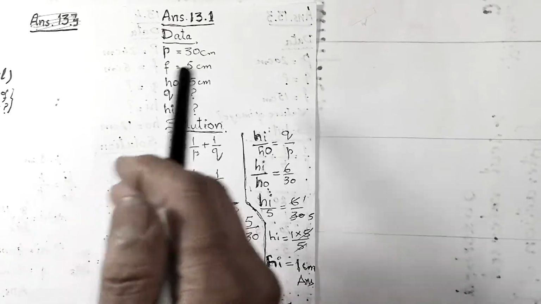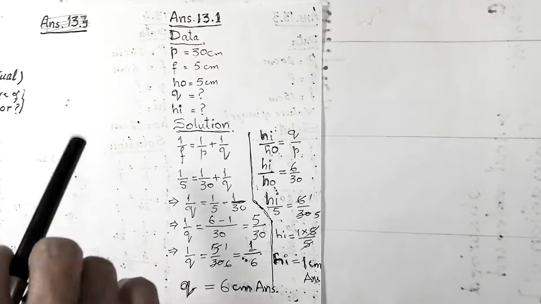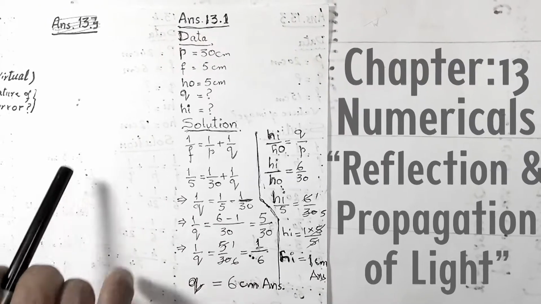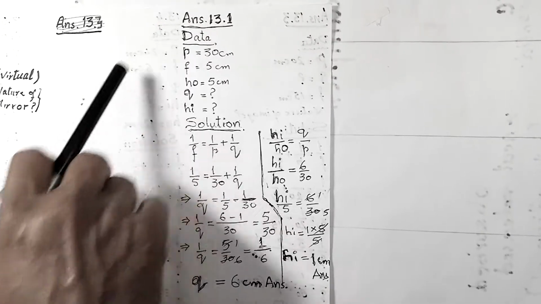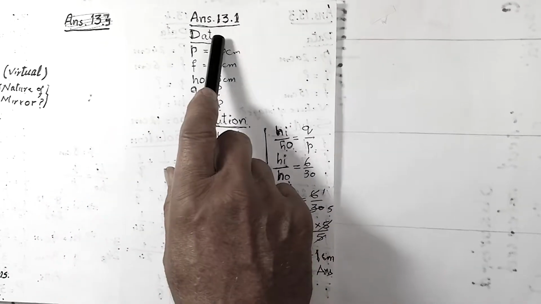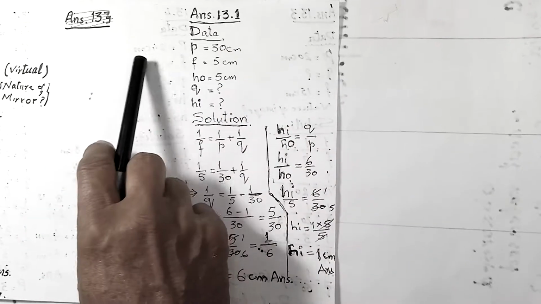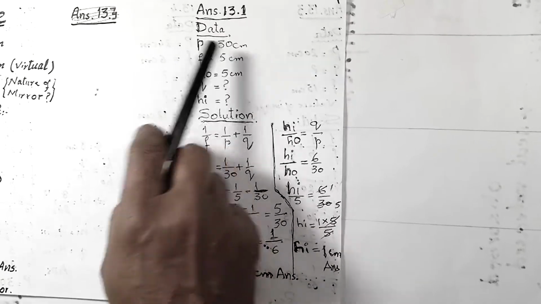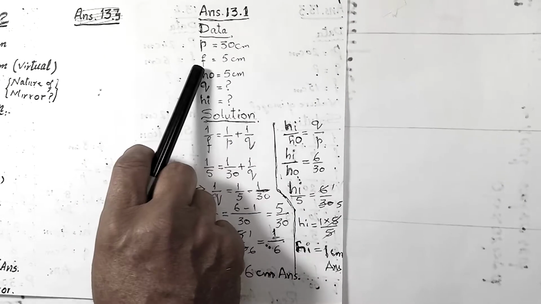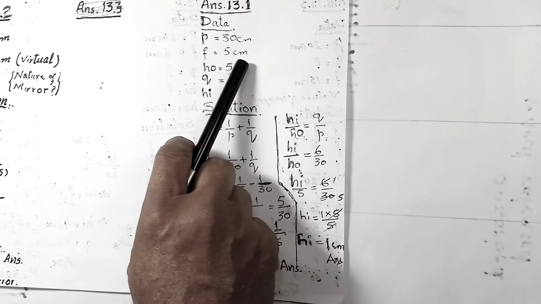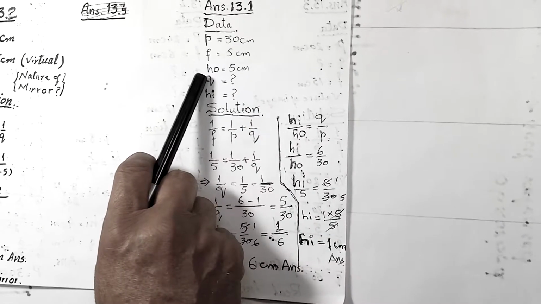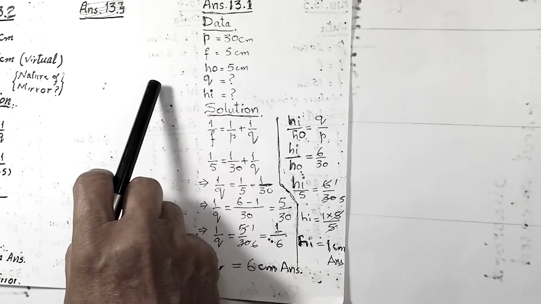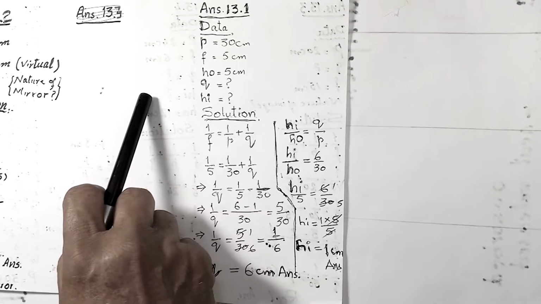Okay, dear student, in this class we will study the problems of chapter number 13, reflection of light. Here we will start with the data of numerical 13.1. Object distance, denoted by P, is equal to 30 centimeter. Focal length, denoted by F, is 5 centimeter. HO, height of the object, is also 5 centimeter. You have to find the position of the image formed in front of the concave mirror.